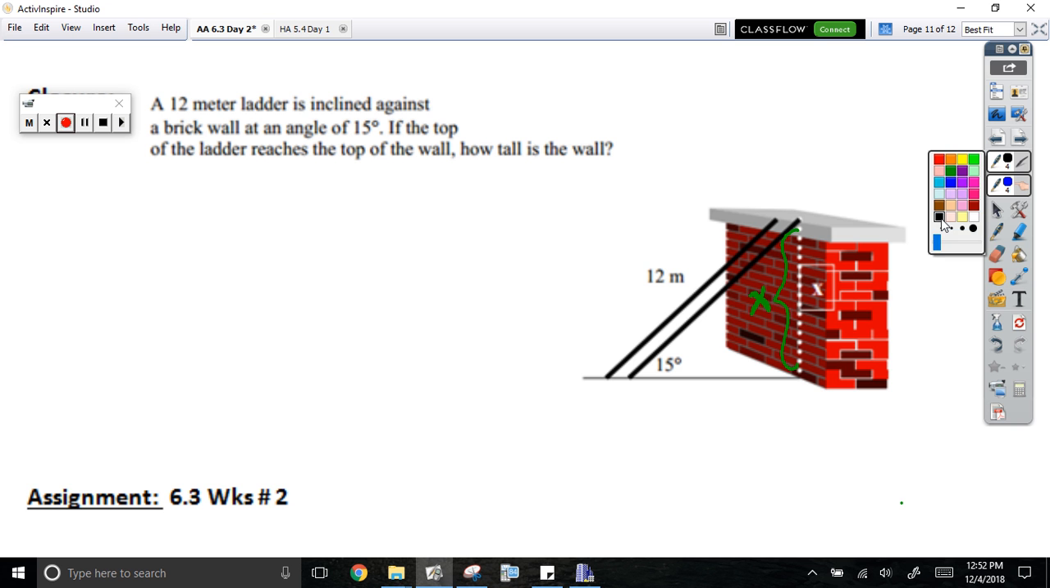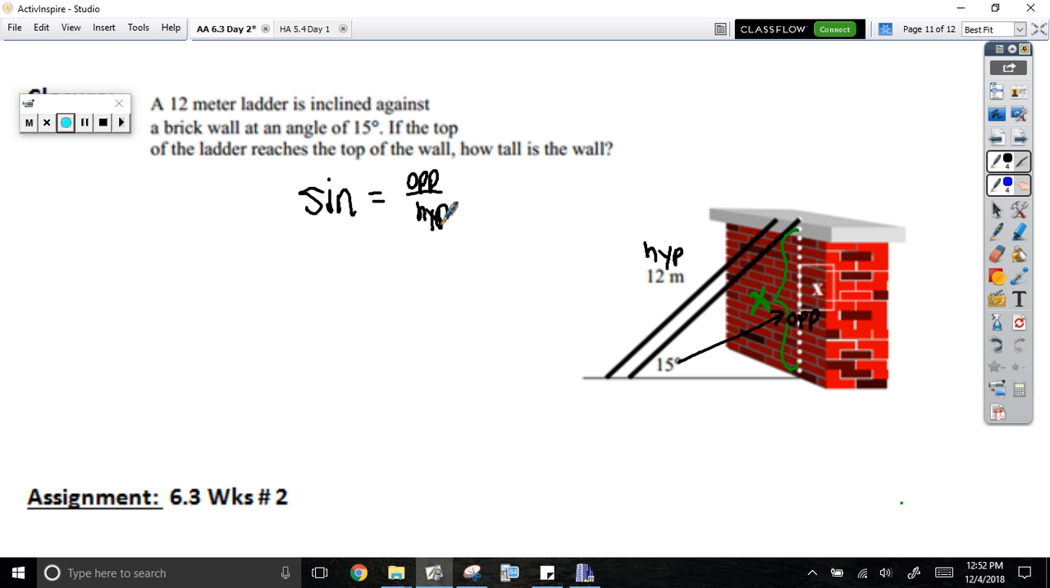Alright, so based on this, across from my 15, this would be my opposite side, and this would be my hypotenuse. Again, do not label this adjacent. Don't do it. Because otherwise you won't know what trig function to pick. So you'll have to see all the letters. So we have O and H, so that's sine. Then plug in the numbers, the letters, the angles. So we have sine of 15 equals opposite is x, hypotenuse is 12.